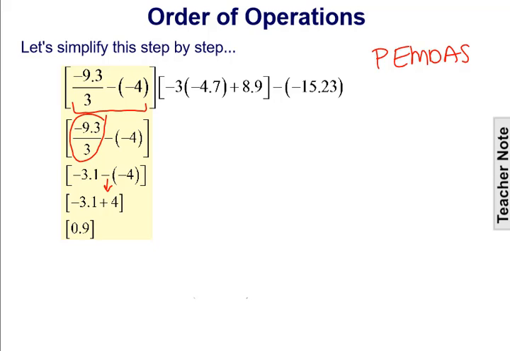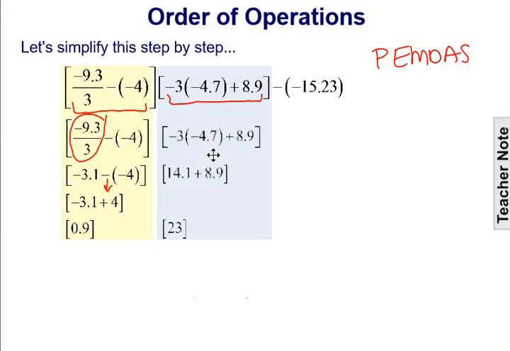We can then move on to the second grouping and do negative 3 times negative 4.7 plus 8.9. Again, within that group, we're going to follow the order of operations also. So we're here between multiplication and division. We're going to do the multiplication first. So we have negative 3 times negative 4.7 is going to give us 14.1. And then plus 8.9, we can do that addition to give us an answer of 23.